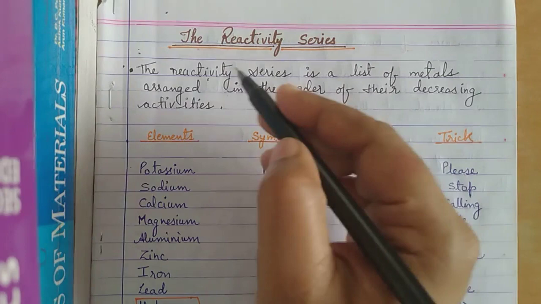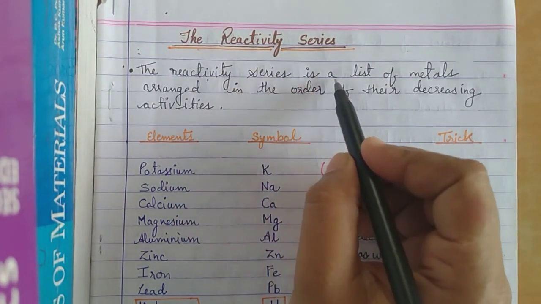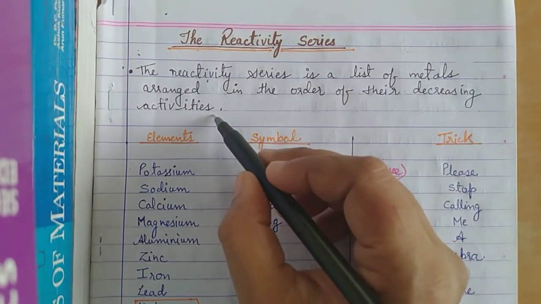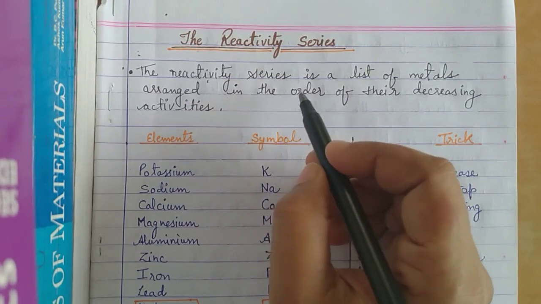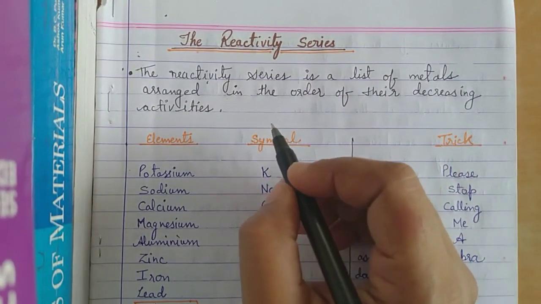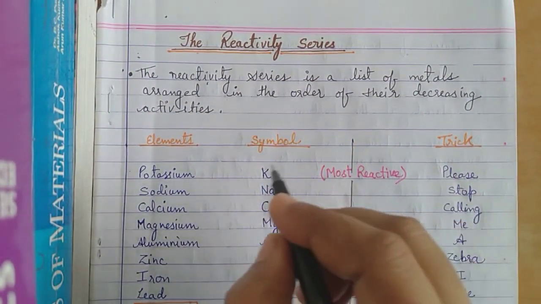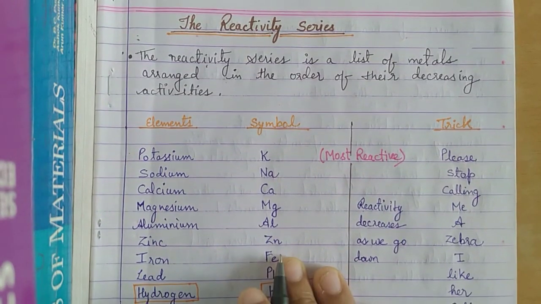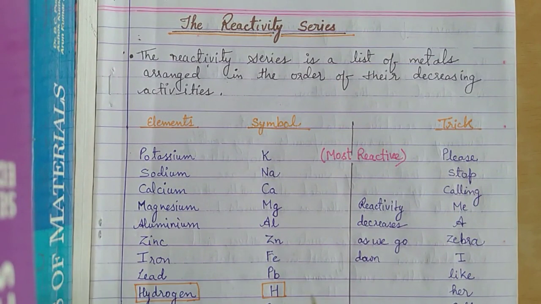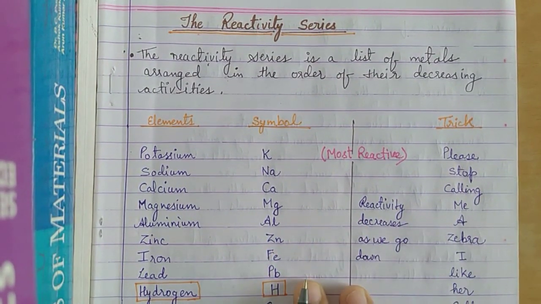See, what do we mean by reactivity series? The reactivity series is a list of metals arranged in the order of their decreasing activities. Beta, mainly it is the list of the metals, but in this reactivity series you will find one non-metal also, and we will come to know why that non-metal is placed in this reactivity series. Okay, so here what we are going to learn is we will learn about reactivity series, its features, and one or two examples related to reactivity series.